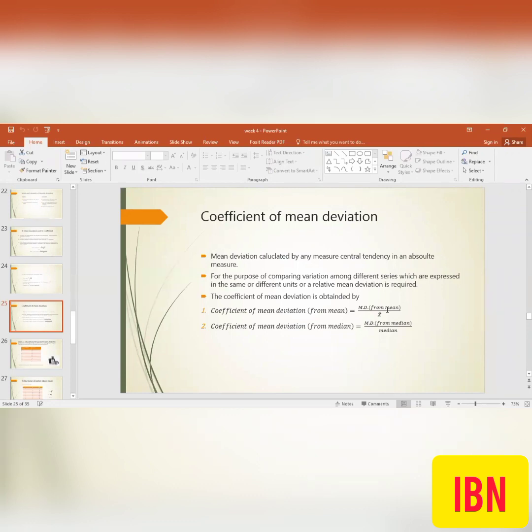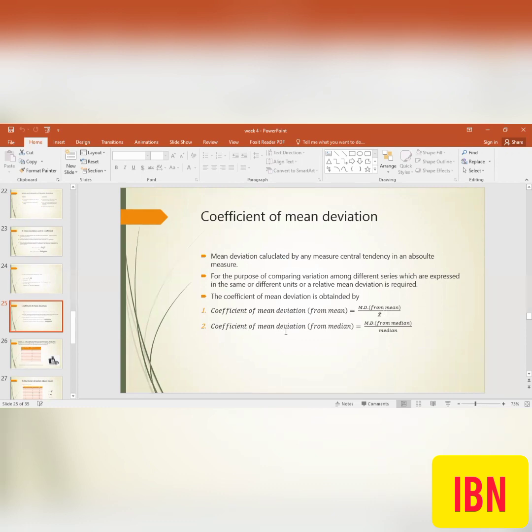I can say 2 is greater than 1.5, yes, because 2 is a pure number, a unitary number, and 1.5 is a unitary number, so I can compare it directly. But for two different data sets, I cannot compare it. The coefficient of mean deviation is obtained like this. Coefficient of mean deviation from mean: first of all, we have to calculate the mean deviation from mean and then divide it by the corresponding mean. Okay, so we will get its coefficient.